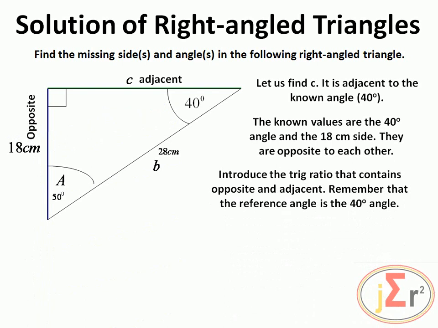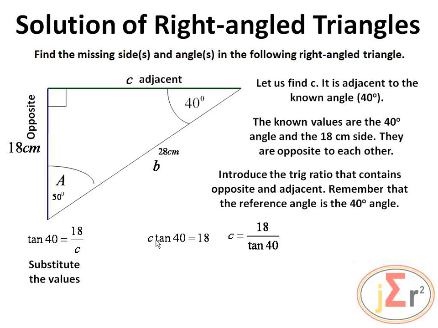And do not forget that the angle that we are talking about, or the reference angle, is 40 degrees. So tan 40 is equal to opposite over adjacent, and we are going to substitute the values. We get tan 40 is equal to opposite, which is 18, over adjacent, which is C. Transposing this, C that is divided on this side is multiplied on the other side. So C tan 40 is equal to 18.